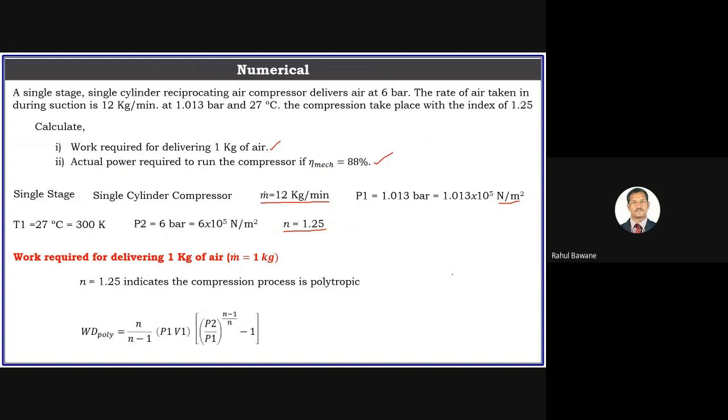The polytropic index is given, so from this index we know it is polytropic compression. So we can use the polytropic compression formula for net work done: n upon n minus 1, P1 V1, in bracket P2 upon P1 raised to the power n minus 1 upon n, minus 1. It is very easy to remember: whatever the first term n upon n minus 1 is, we reverse it as the power on the pressure ratio. Now, do we have all the data? P2 is given, P1 is given.